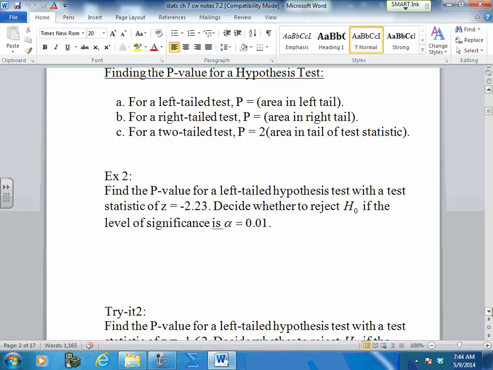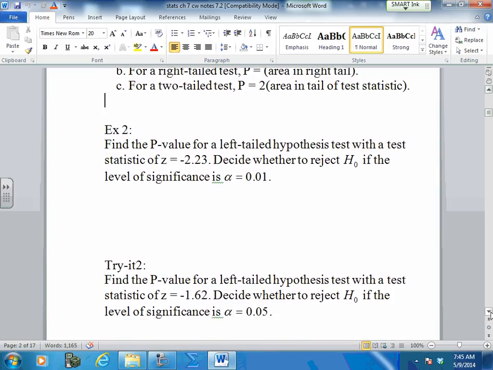And for a two-tail test, it's the areas in both tails. So you're going to find your left tail, that's just your normal one, and you're going to multiply it by 2, because you have 2 chances of getting this: the left tail, the right tail. So let's see how these work. And if you want, I am on page 348 for those of you that just came in.